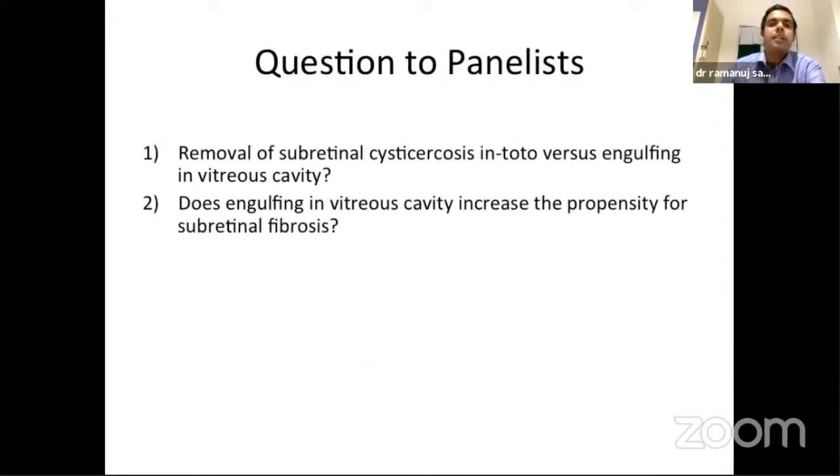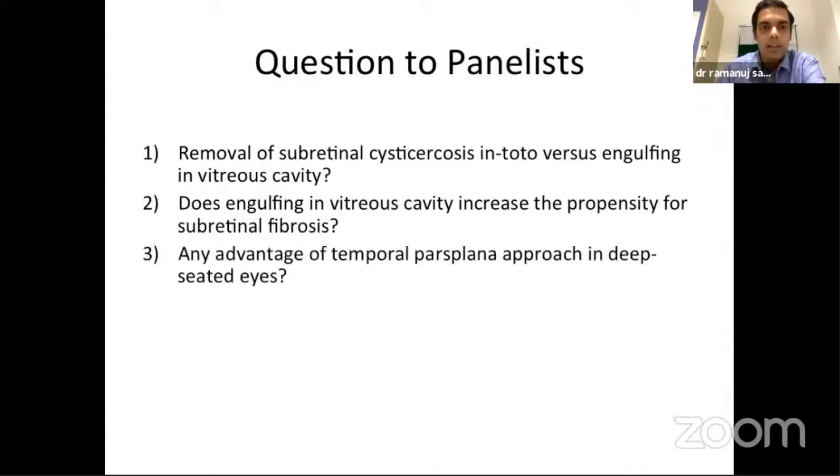So my question to panelists is regarding removal of subretinal cysticercosis: what is their take on whether they would like to remove it in toto versus engulfing it in the vitreous cavity? Literature shows even if it is removed rapidly within the vitreous cavity, due to good fluidics in modern vitreoretinal equipment, there is not much of a problem. But does engulfing in the vitreous cavity have increased propensity for subretinal fibrosis? Interestingly, we have seen in our patient also that preoperatively, the patient had significant RPE changes.